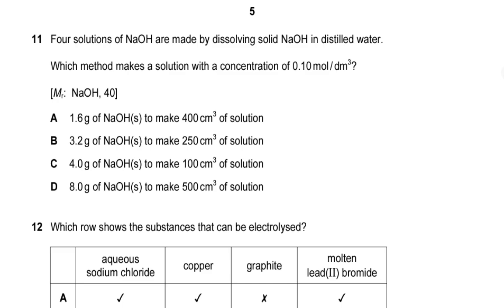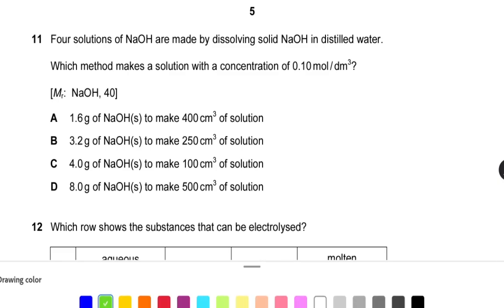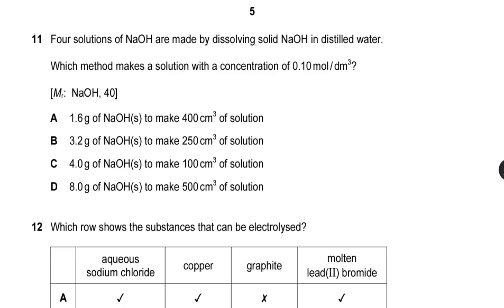So next question is 11. Again a moles based question. Question number 11: four solutions of NaOH are made by dissolving solid NaOH in distilled water. Which method makes a solution with the concentration 0.10 mole per decimeter cube? So A, B, C, D parts are there. We have to calculate the concentration. 1.6 gram of NaOH is there in this solution.